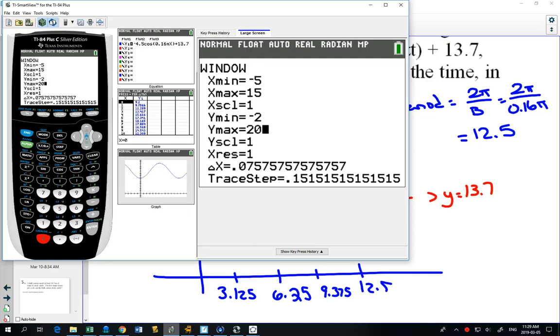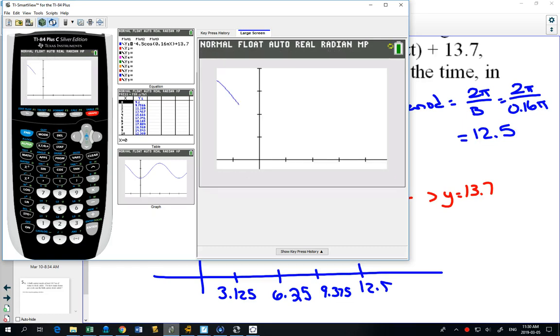You can also set however many tick marks you want. We had drawn them to be at 3.125 every single time. So if I go to my x scale, I can actually change it to 3.125 if I want those dash marks to match up exactly. Along my y-axis, it won't match up nicely, but maybe I'll go up by 5s. That just sets your scale.